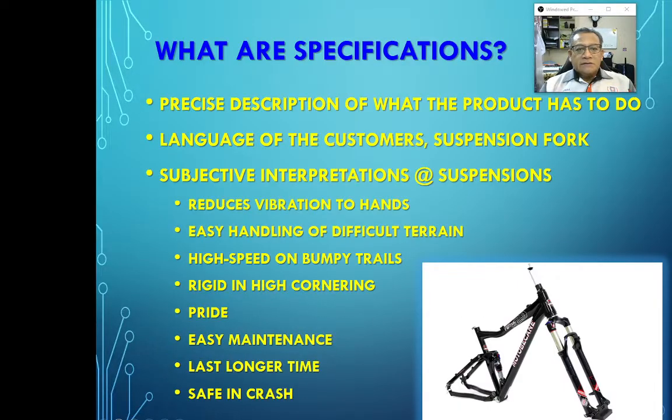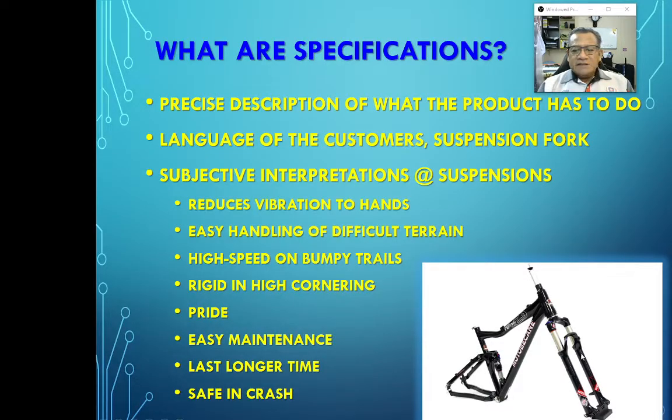So we must come up with the specification of such a specialized mountain bike, right? So this is in the form of a specification. What does specification mean? A specification is actually a precise description of what the product has to do. What is the actual specific function that the product must execute? So that is specification. In other words, a specification is the language of the customer.